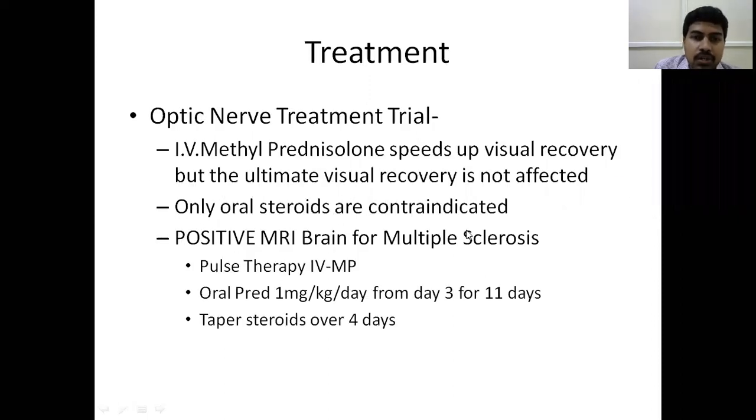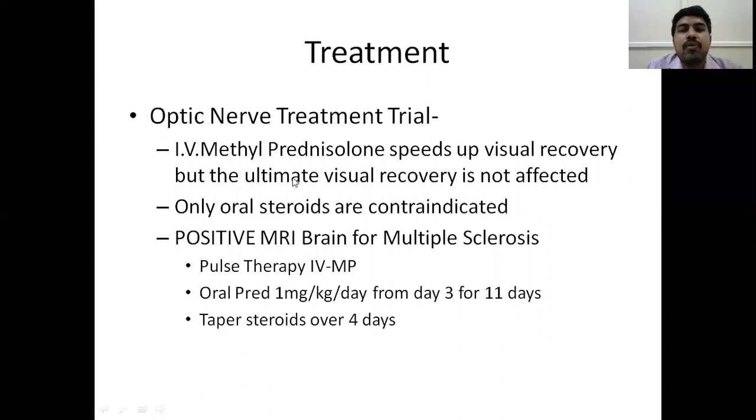And only oral steroids are contraindicated. Usually intravenous injections of methylprednisolone are advised, and only oral steroids, that is oral methylprednisolone, are contraindicated, because if you give only oral steroids, the recurrences of optic neuritis are more common, and there is also the possibility of recurrence of multiple sclerosis. That's why this particular trial suggested that IV methylprednisolone, that is intravenous injection of methylprednisolone, speeds up the visual recovery.